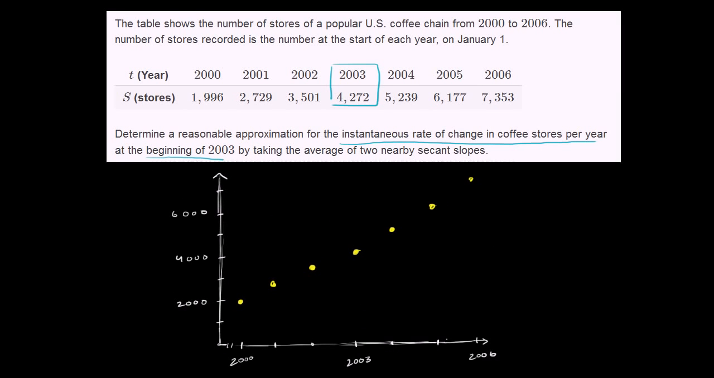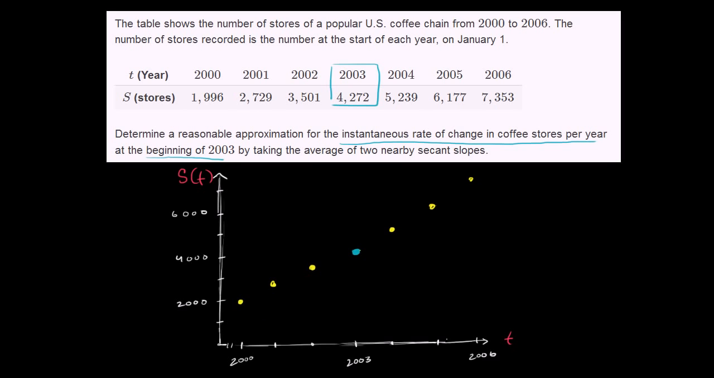And let me make sure that the axes are clear. This horizontal axis, this is my t-axis. This tells us the year. And then the vertical axis is the number of stores. And we could even say that it is a function of time. So you see in the year 2000, there was 1,996 stores. 2003, 4,272 stores.